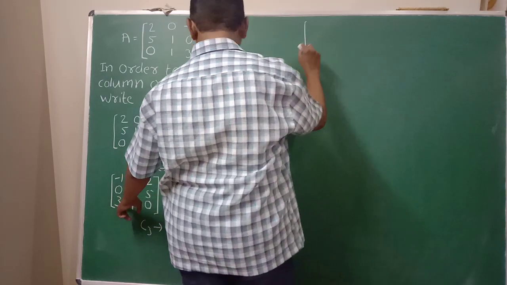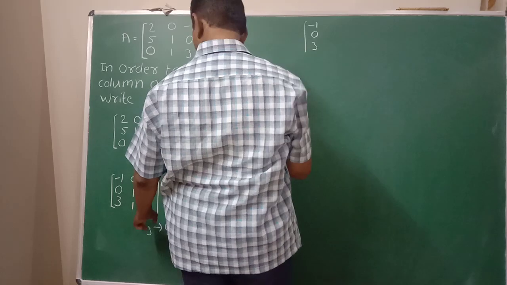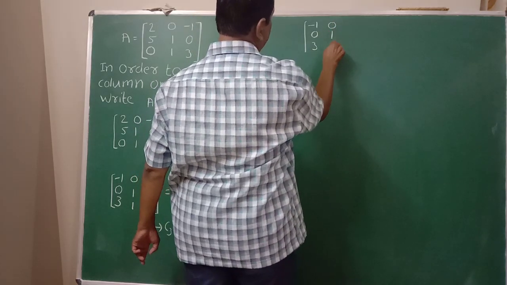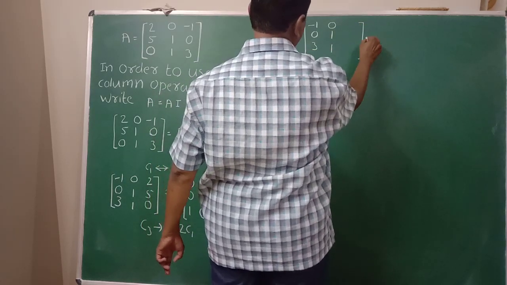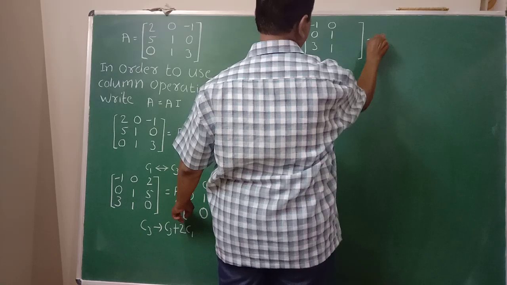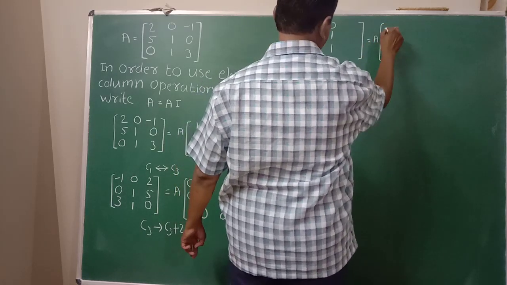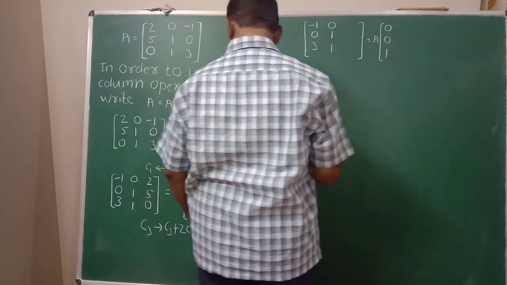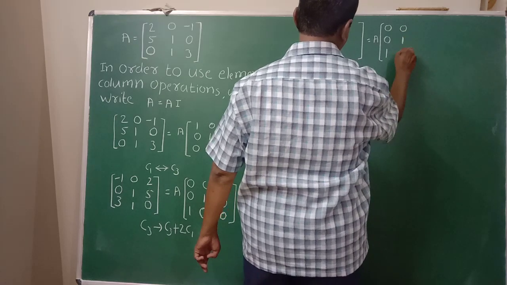So minus 1, 0, 3 here. Then 0, 1, 1 here. So 0, 1 and 1. Okay, is equal to A into. Here first column elements are 0, 0, 1 here. So 0, 0, 1, 0, 1, 0. So 0, 1 and 0 here. Okay.